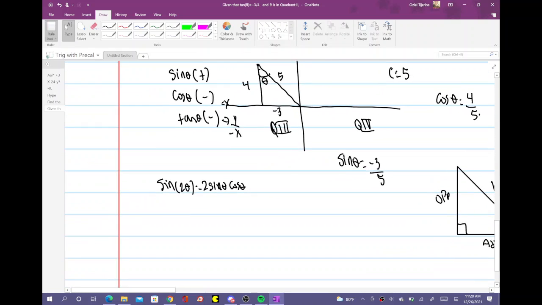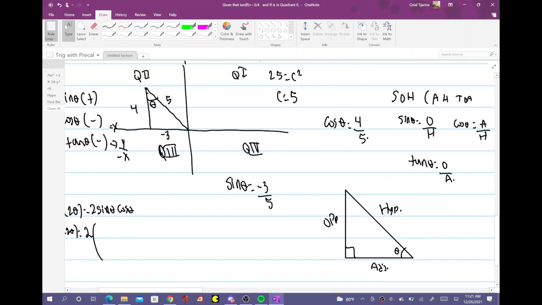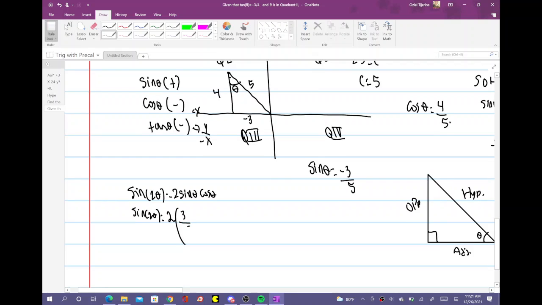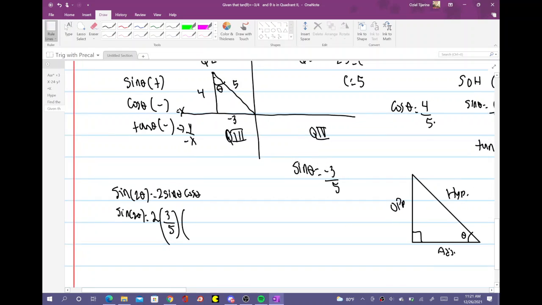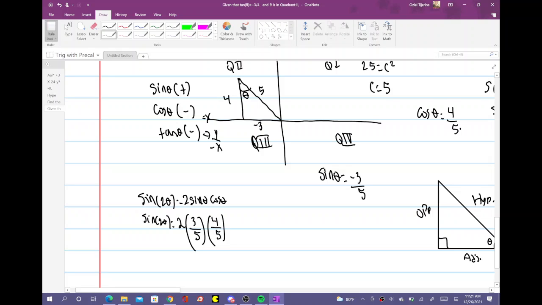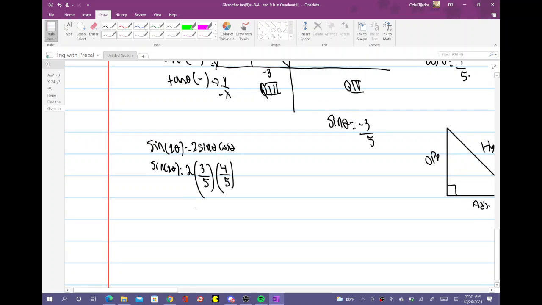So now it's time to just put it in. So sine of 2 theta is 2, and we said sine theta was negative 3/5, which is actually right here, right? And cosine theta we said was 4/5. So then we simplify it. So we get 2 times -3/5 times 4/5. This is equal to -24/25. So this is what sine of 2 theta equals.